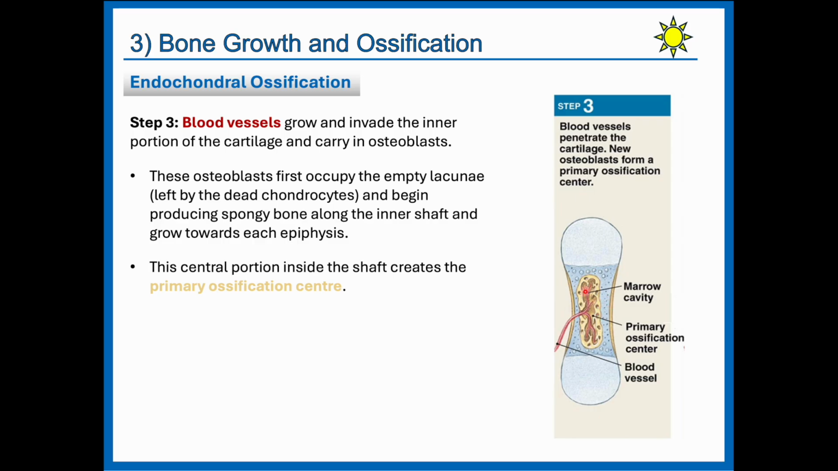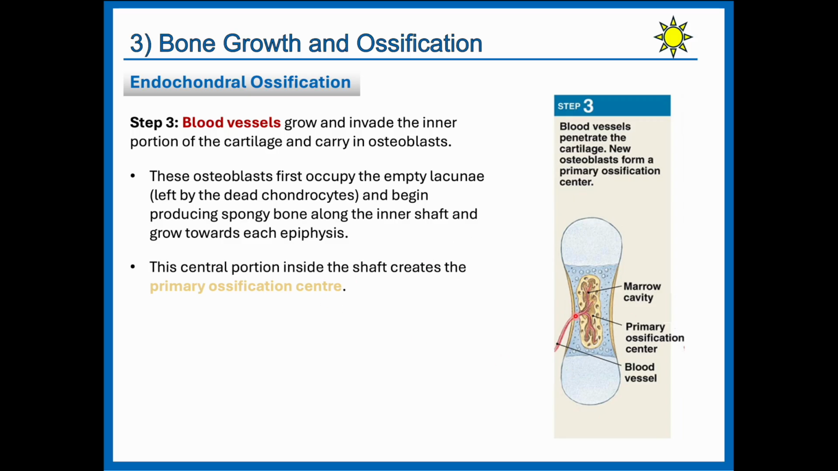So the osteoblasts will go into the lacunae and be happy. They have a new house. And they begin to produce some spongy bone in the middle along the inner shafts, and they start growing towards the epiphysis. This bone starts to grow inwards, boom, boom, boom, boom, to the epiphyses.